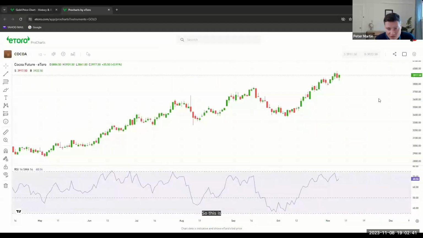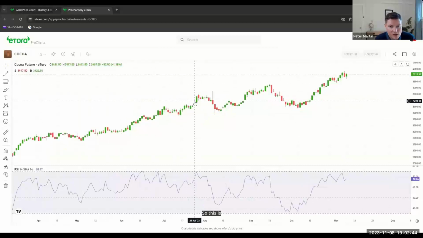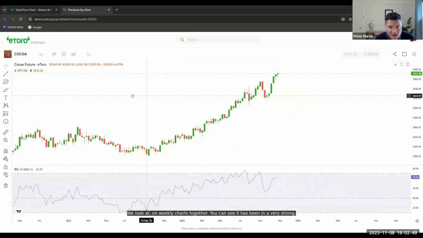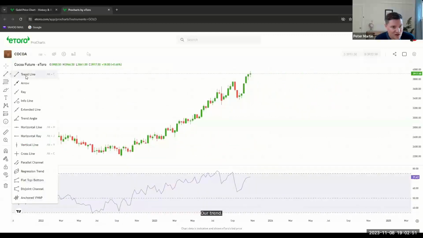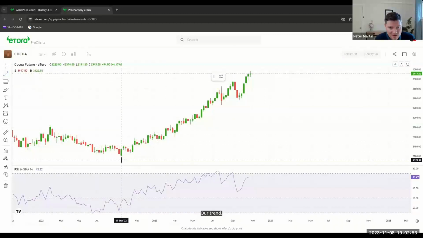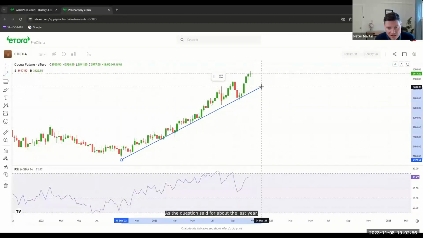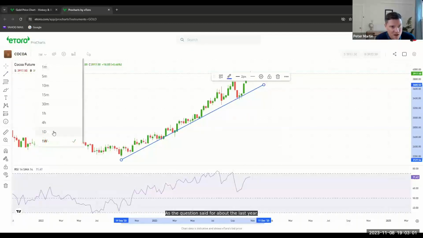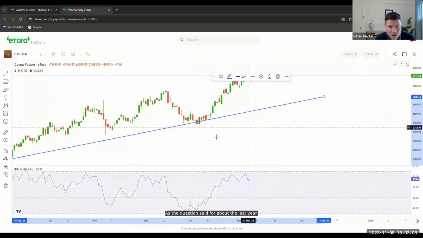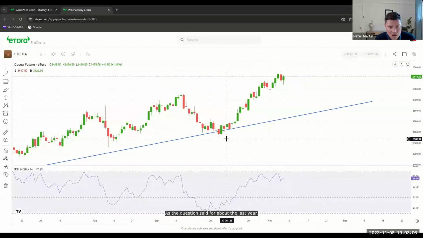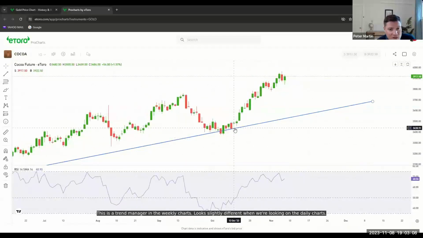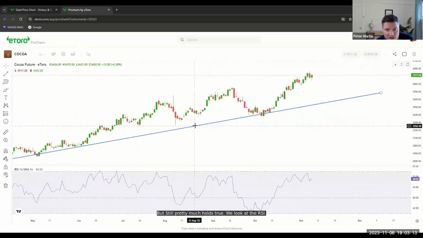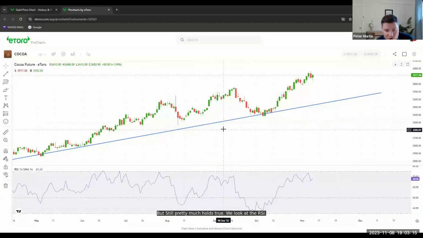So this is cocoa. I'm going to put on a weekly chart, and we can see it has been in a very strong uptrend, as the question said, for about the last year. So this is a trend line on the weekly charts. It looks slightly different when we're looking at the daily charts, but still pretty much holds true.